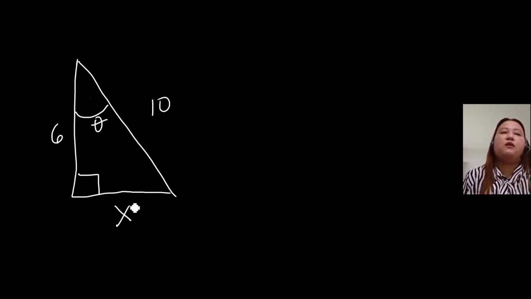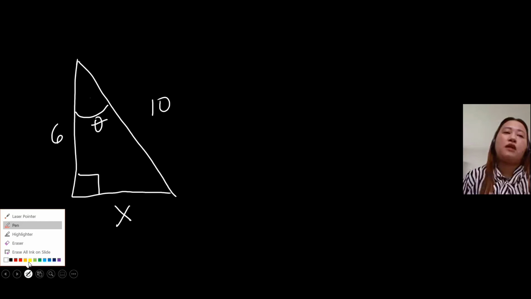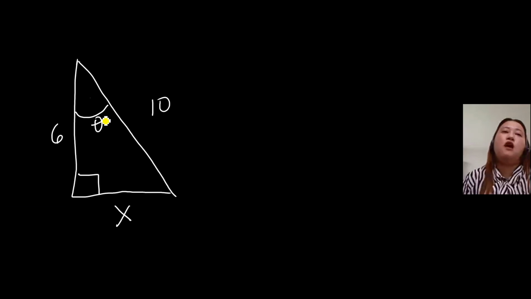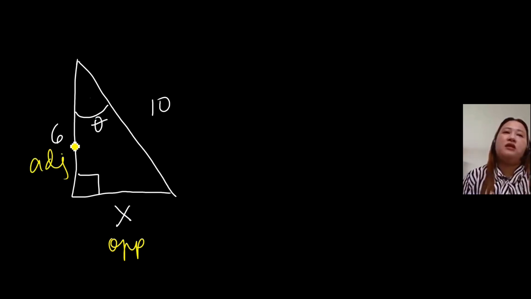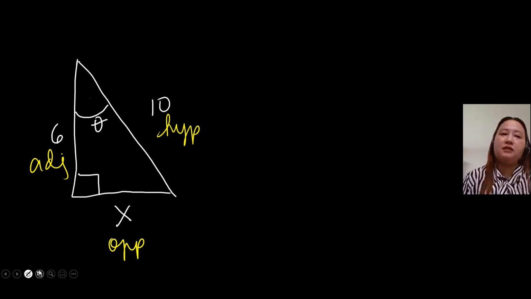Again, the first thing that we need to do is to determine x by using the Pythagorean theorem, because we are given two sides and one side is unknown. First, identify which is the opposite. The opposite of theta is x. The adjacent is 6, and the hypotenuse is 10. Why? Because 10 is opposite the 90-degree angle. Now let us solve for x.